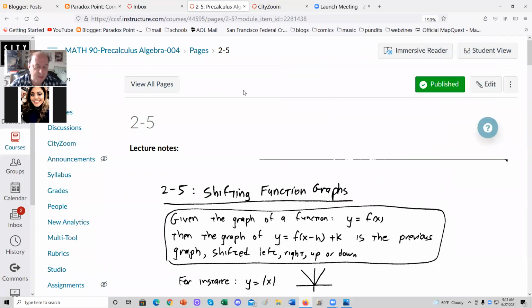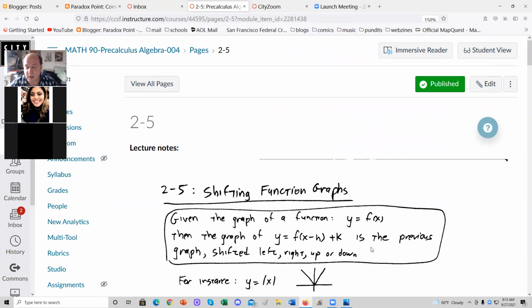All right. Today, this is the end of a chapter with an odd number of sections. So it's going to be 3 today rather than 2. So it'll be 2.5, 2.6, and 2.7. 2.5 shifting function graphs, 2.6 combining functions, and 2.7 inverse functions. Okay, you can shift the graph of a function by changing its formula a little bit.